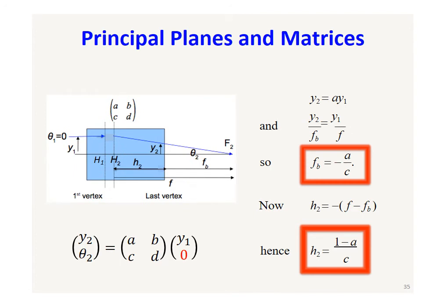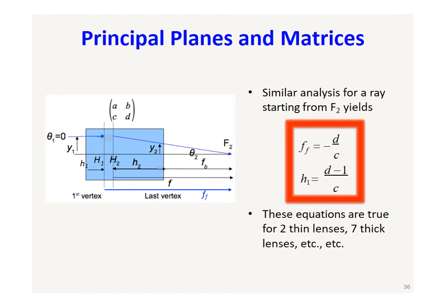Okay, so our back focal length is given by the ratio of the A element and the C element, and so we can actually work out the placement, the distance from the second vertex to H2 using this expression down here. And so we can do a similar kind of analysis to work out that the distance H1 from the first vertex to our first principal plane is given by an expression here.